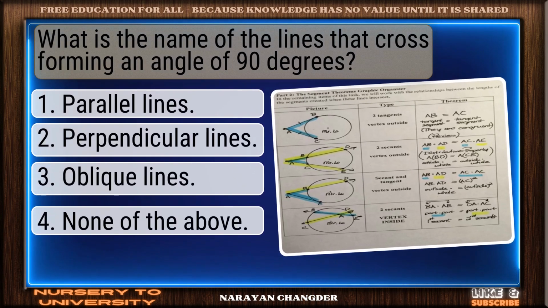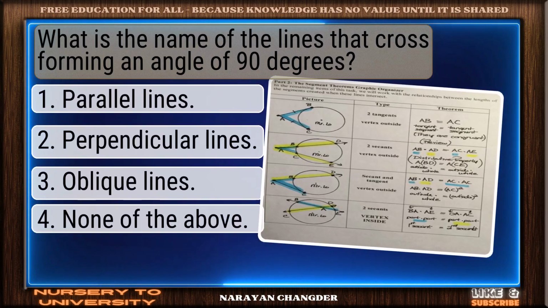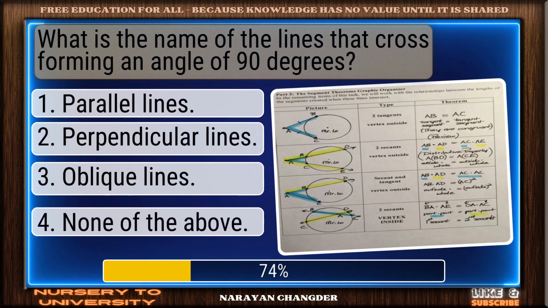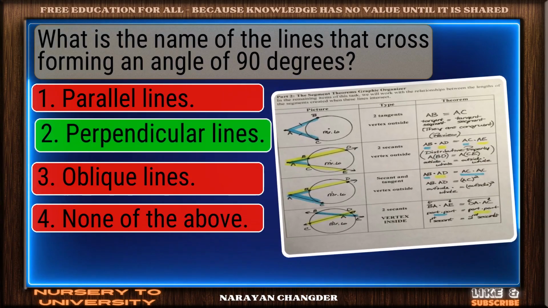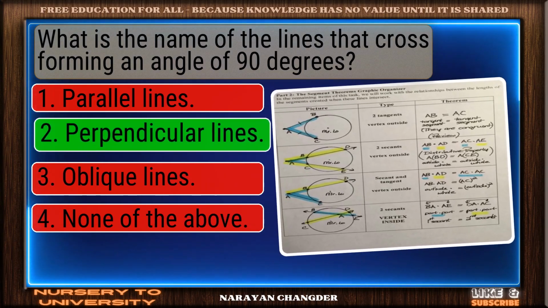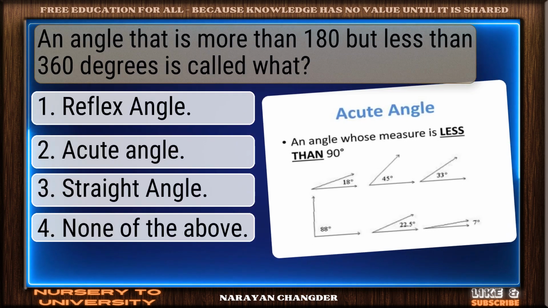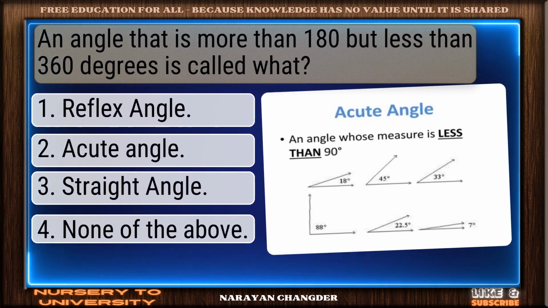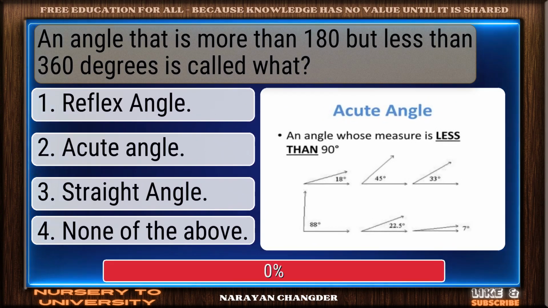Question number 91. What is the name of the lines that cross forming an angle of 90 degrees? Nice selection. Perpendicular lines is the correct and valid answer. Question number 92. An angle that is more than 180 but less than 360 degrees is called what?